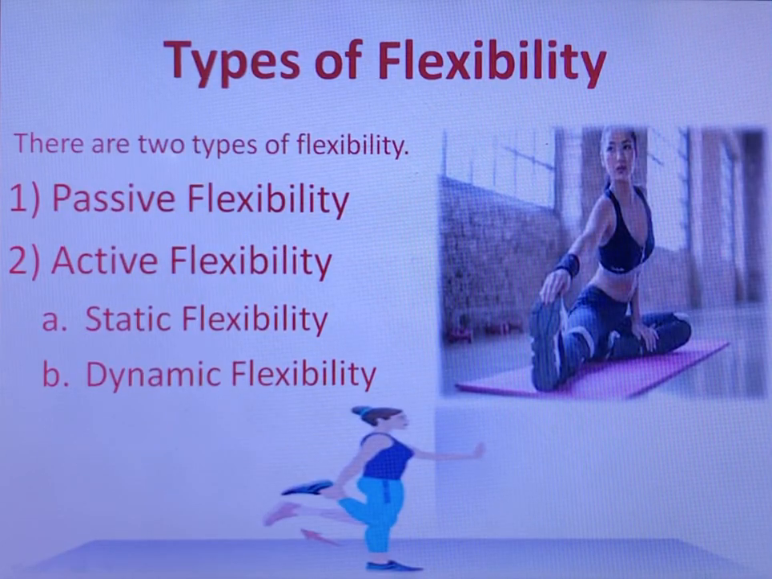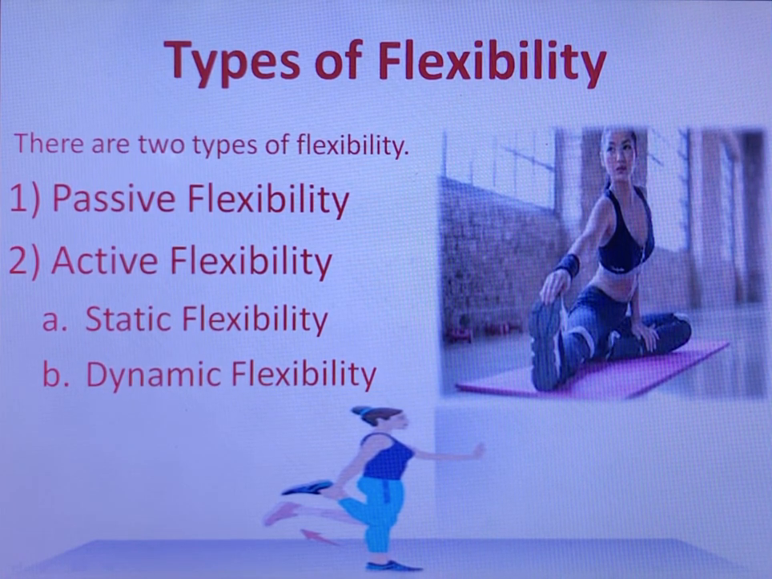Types of flexibility. There are two types of flexibility. First one is passive flexibility, second one is active flexibility. Passive flexibility is the ability to do movements with greater distance with external help. For example, stretching exercises with the help of a partner. Active flexibility is the ability to do movements for a longer distance without external help. For example, to do a stretch without the help of a partner.